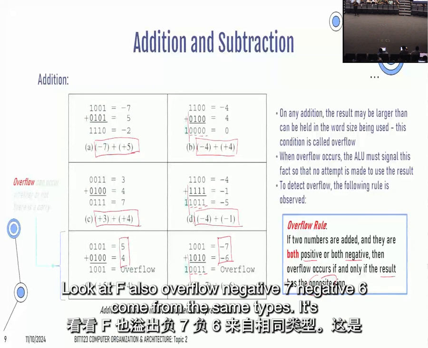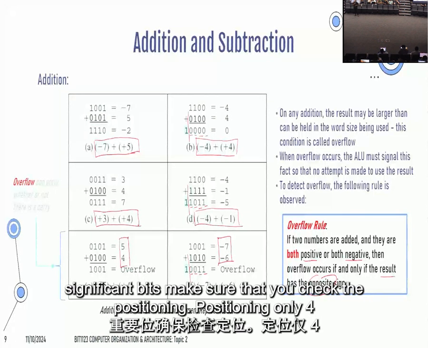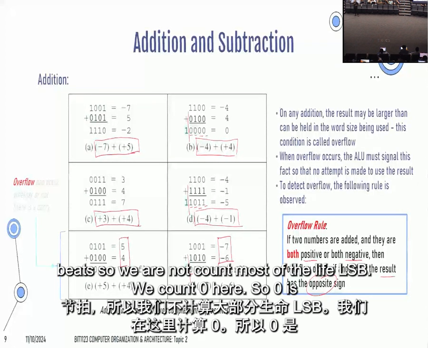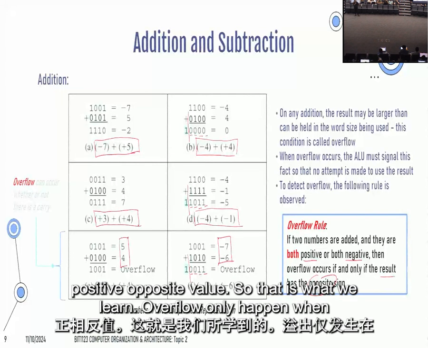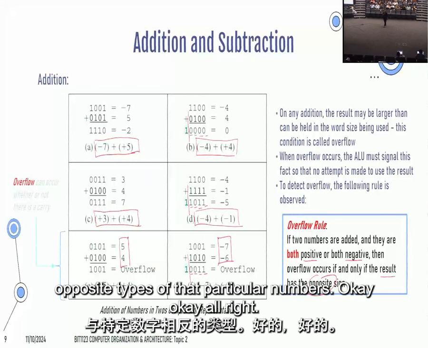Look at F, also overflow. Negative 7, negative 6 come from the same type. It's a negative number. And when the result comes, when you calculate, you see the significant bits, make sure that you check the positioning. Positioning is only 4 bits, so we do not count the leftmost carry bit. We count 0 here. So 0 is positive, the opposite value. So that is what we learn. Overflow only happens when, in the operation, both numbers are the same category, same type, and the result will be the opposite type of those particular numbers. Okay? All right.